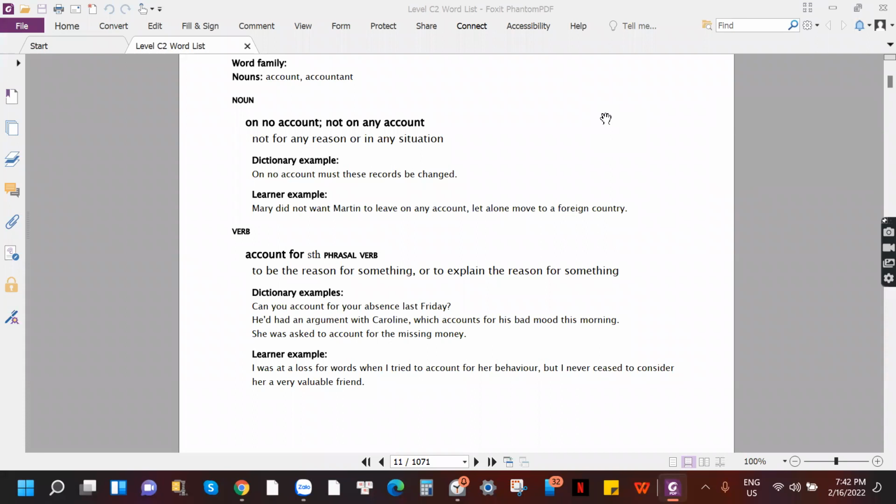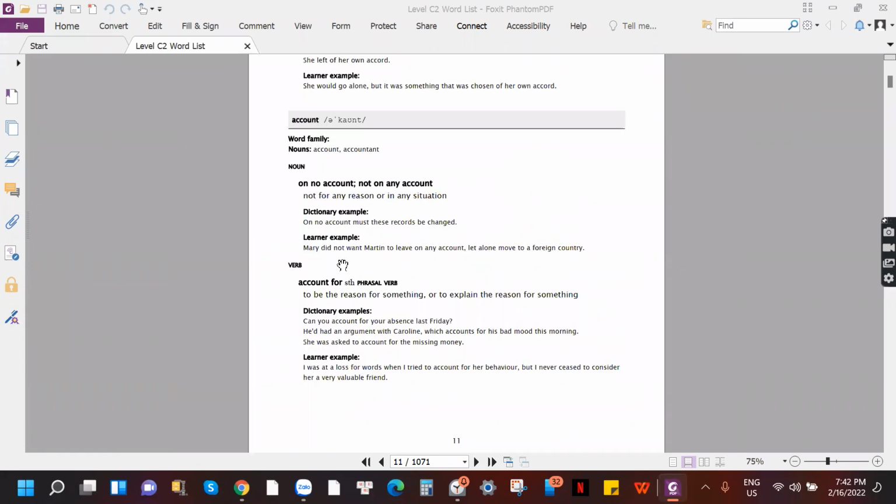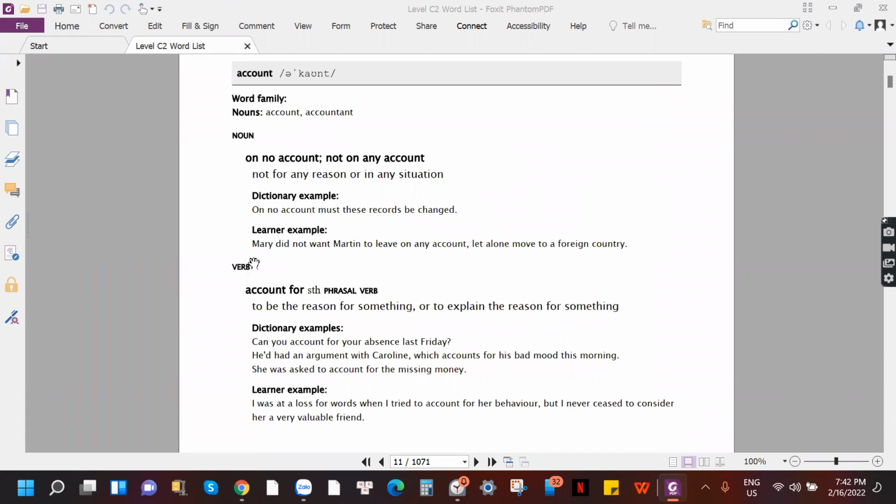Back to the class. Right here, you see that we have one more word form left for the word account. That is a count form, a verb in English. Instead of saying, this is a reason for me to do something, you can use the word count form as an action verb. So right now, here I go with my example.